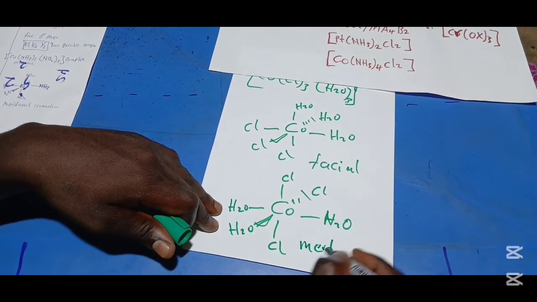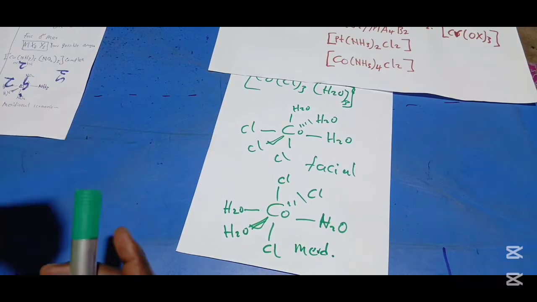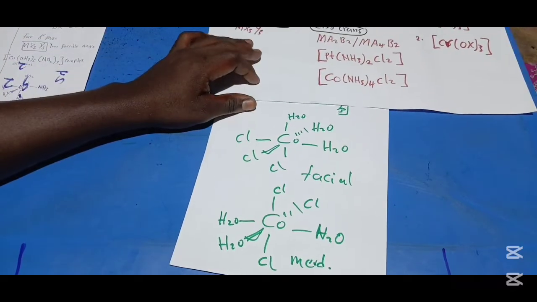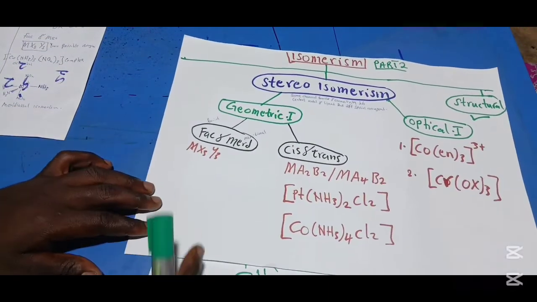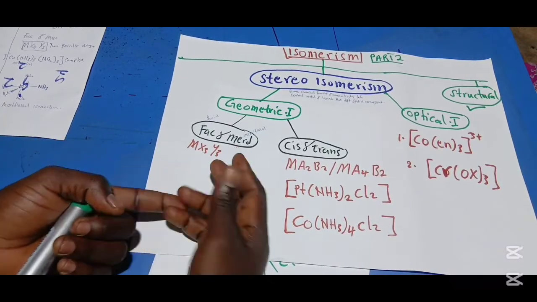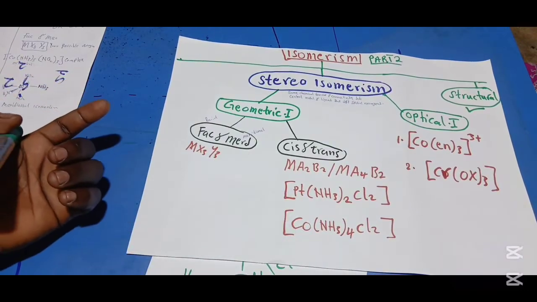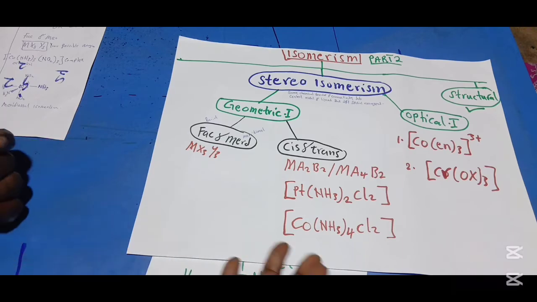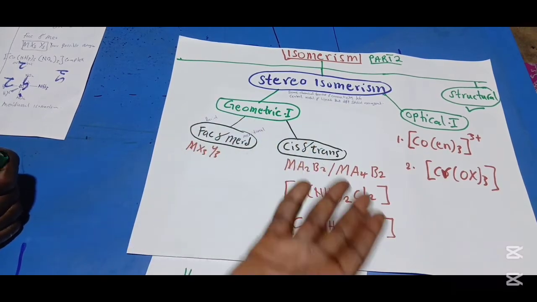which is Mer. So that is it for the Fac and Mer isomerism. Anytime you see a complex where you have 3 of the first ligand and 3 of the second ligand, then you are definitely going to see Fac and Mer isomerism, which is under geometric isomerism.